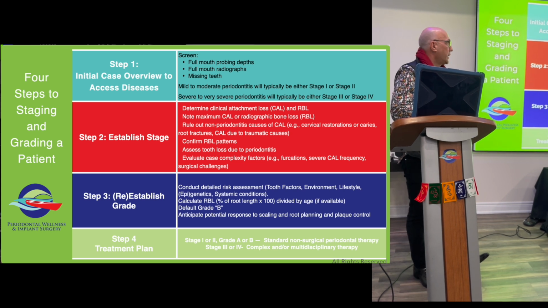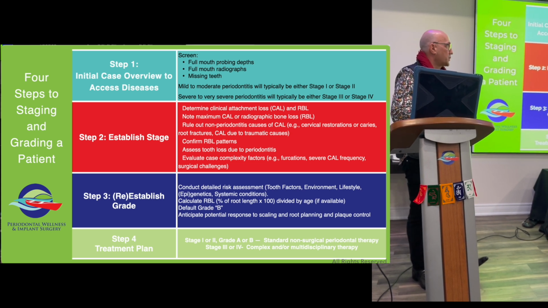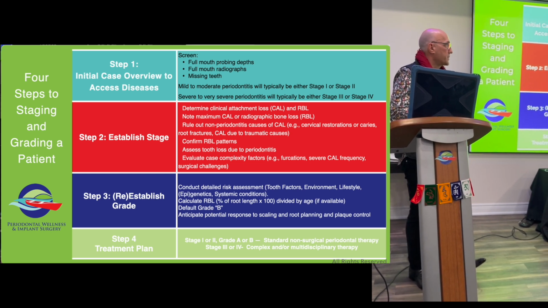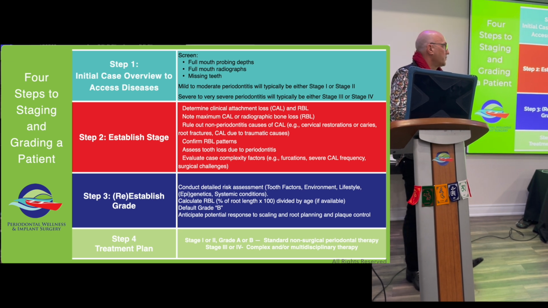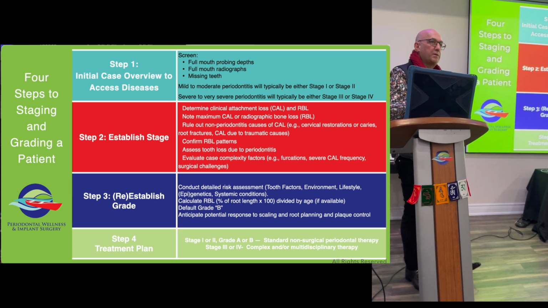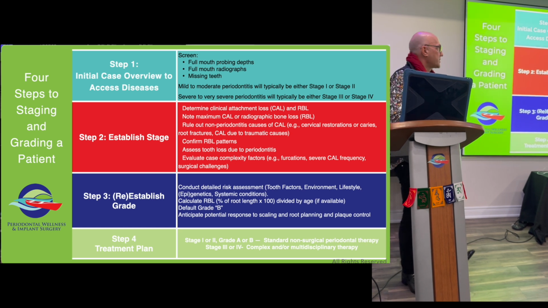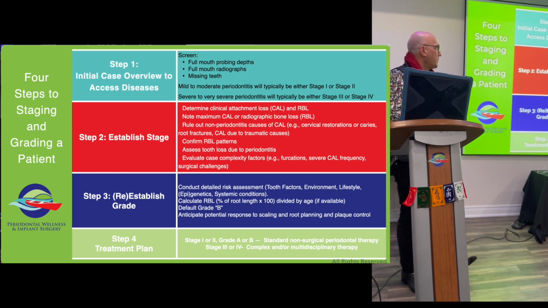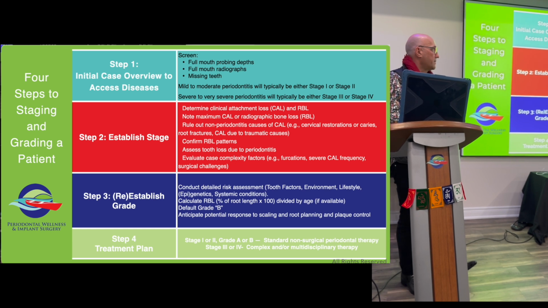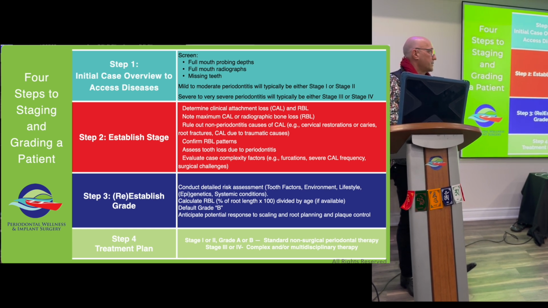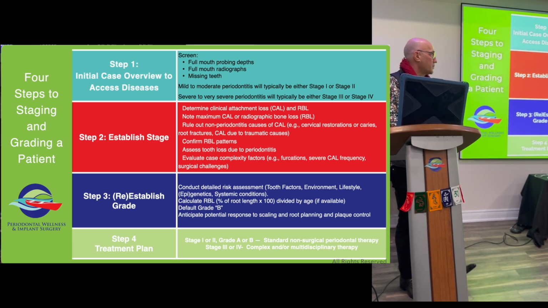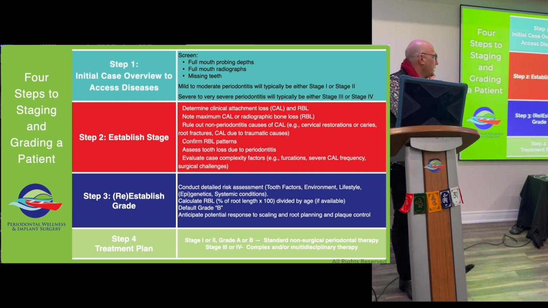So you want to rule out non-perio cases of clinical attachment loss: cervical restorations, caries, root fractures. I'd also add any previous periodontal surgery, like for crown lengthening or anything like that. That would be something to put in there. Assess the tooth loss due to periodontitis, and evaluate the complexity factors. Like, are there furcations? What's the surgical challenge that's going to be there? And then you establish the grade.